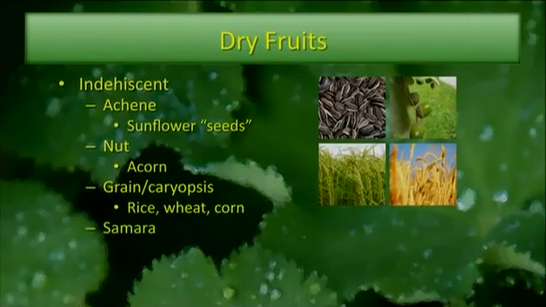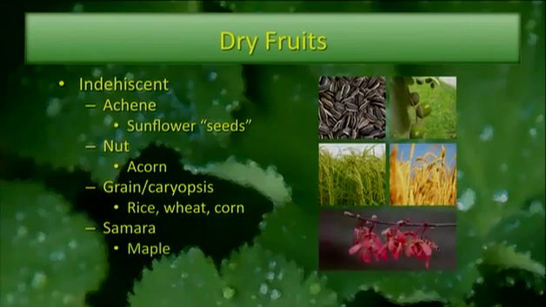Then we have the samara. In a samara, like the maple, the fruit wall extends out like a wing or has some kind of membrane that helps the fruit disperse, because of course maples twirl around when they're dispersed. Now we're going to talk about dispersal. Well, we'll talk about dispersal after we actually take a look at the fruits.